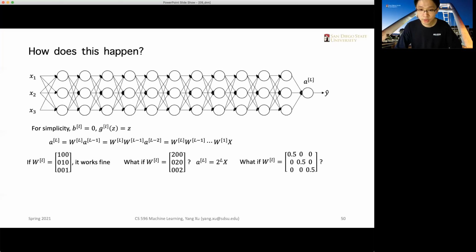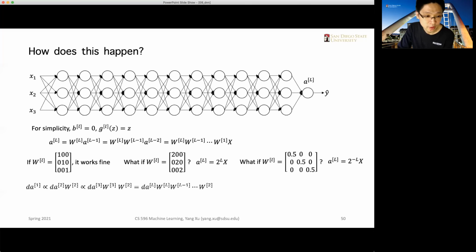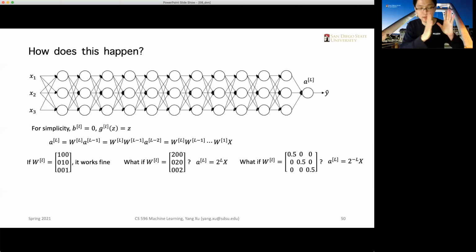Okay, what if the W is lower than 1? Then the activation would be 2 to the power of negative L, right? Because 0.5 is 2 to the power of negative 1. So if L is very large, say 10, then 2 to the power of 10 is already 1024. That is such an effect that we magnify the inputs. The activations are growing too fast, right?